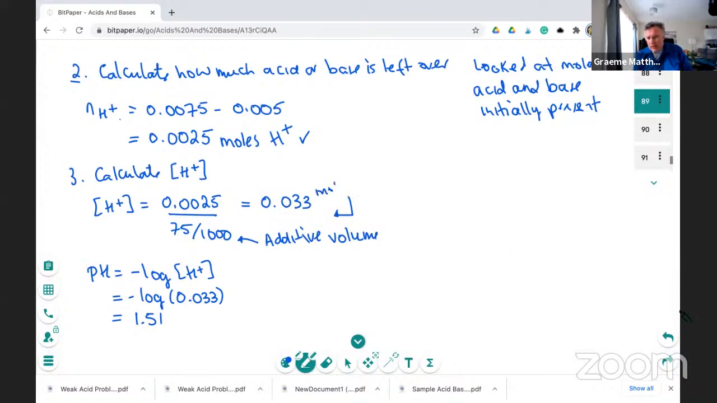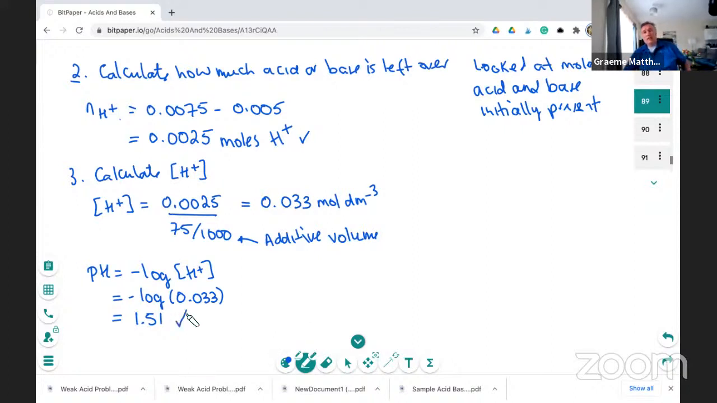Let me put it like this, keep everything nice and neat: moles per decimeter cubed of hydrogen ions. All right. And therefore, the pH is the negative log of the hydrogen ion concentration, which is the negative log of 0.033, which is 1.51.